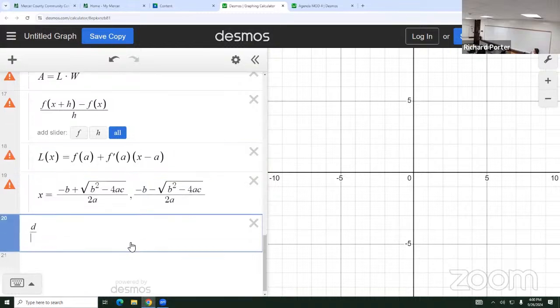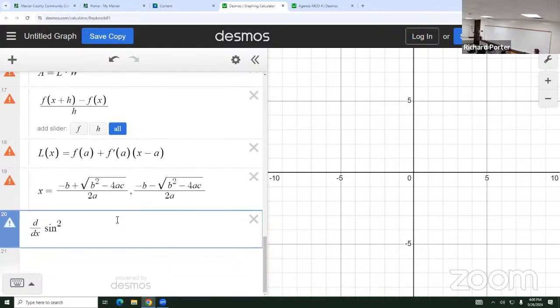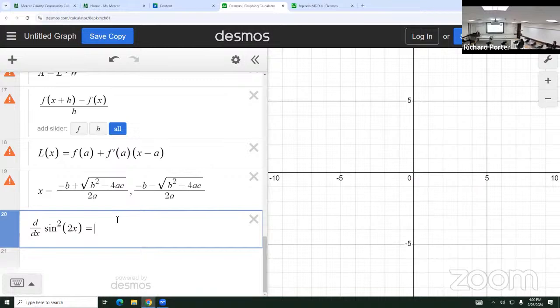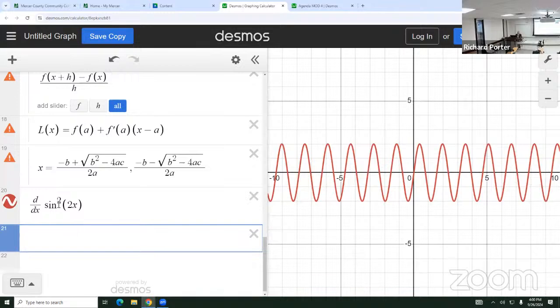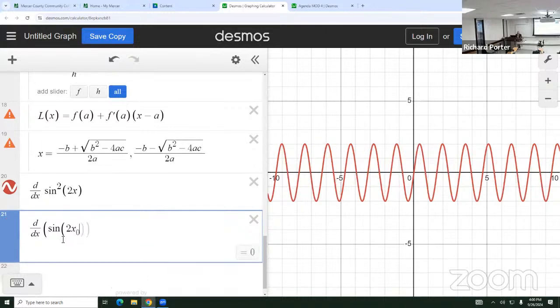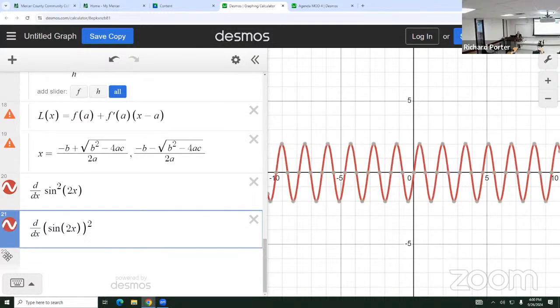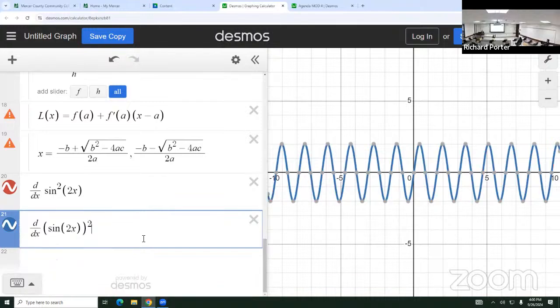So let's just say if you want the derivative of sine squared, this is definitely on the test. I'm going to make it harder. And by the way, that was the answer right there. So the derivative of sine squared is the same as the derivative of parentheses sine of 2x, squared like that. You see, it's the same because it's the same graph, right? So that would be our answer.